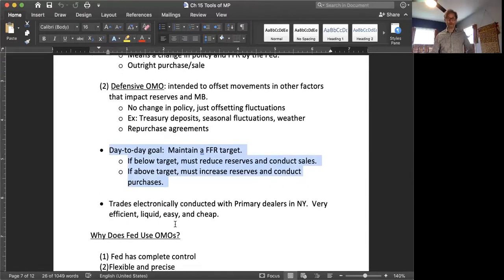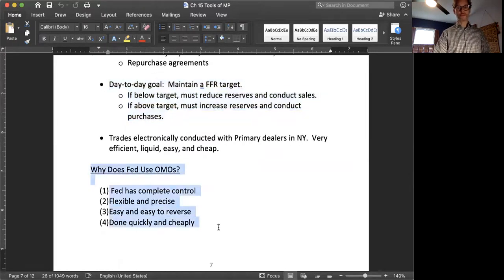In practice, all of these trades are conducted electronically with primary bond dealers in New York associated with the big banks. This is very efficient, very liquid because treasury bill markets are huge, very easy, and it's very cheap, right? So the Fed is very, very good at doing this. And that's one of the reasons why the Fed uses open market operations, right? It's easy to control, it can be done quickly, it's flexible, it's precise. The Fed has great control over this.